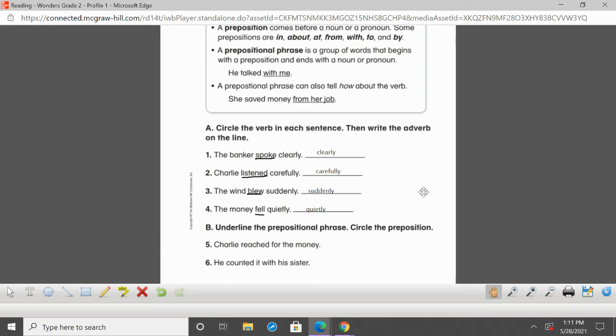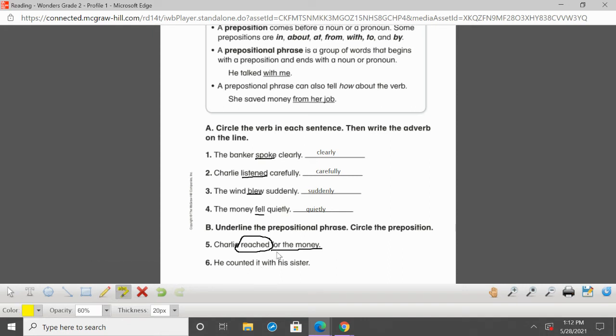All right, so the first thing I notice here is that our verb is reached. And I know it doesn't tell us to do anything with the verb here, but I want to circle the verb. So reached is our verb. What's describing reached? Well, Charlie reached for what? For the money. That's my prepositional phrase. Now, what's just my preposition? Well, a prepositional phrase starts with a preposition. Some common prepositions are in, about, at, from, with, to, and by. And so, in this case, for is our preposition.